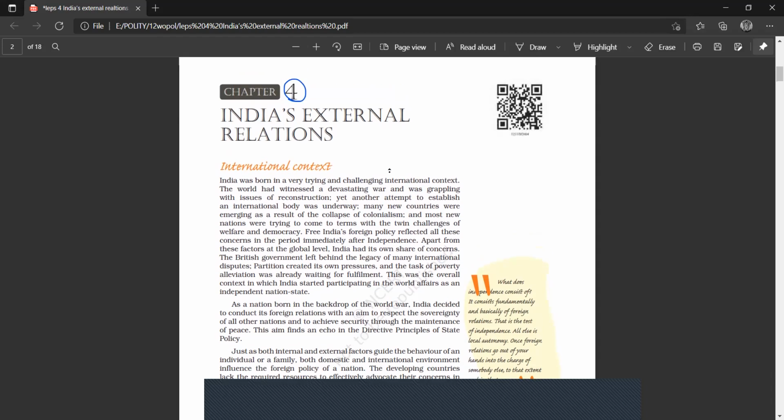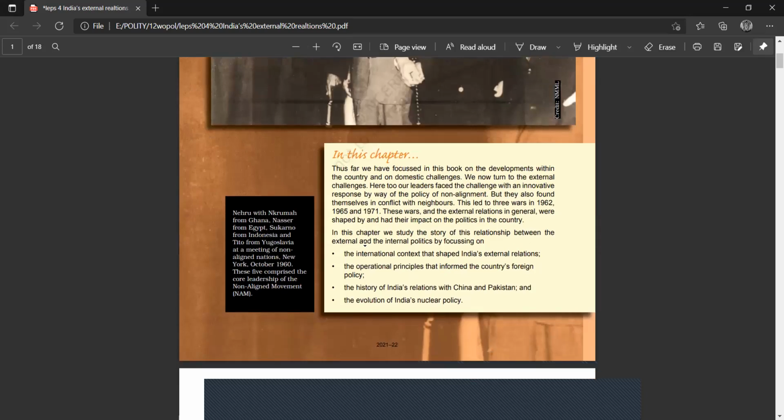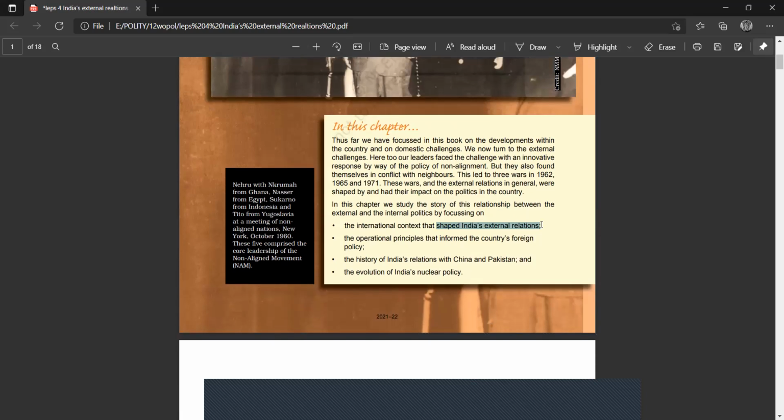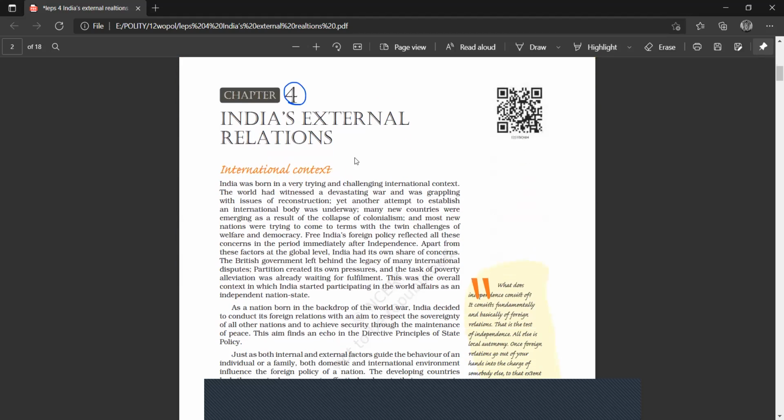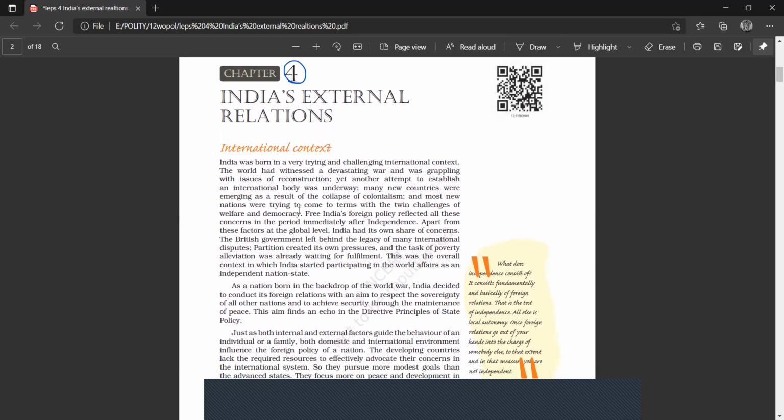All right, let's start. This chapter mainly focuses on four major parts: how India's external relationships were made and formed, and basically how our country's foreign policy is made, and how the operational policies were made; the history of India's relationship with our neighbors, particularly China and Pakistan; and how India's nuclear policy emerged in the future and how it was made. Let's start with the chapter.